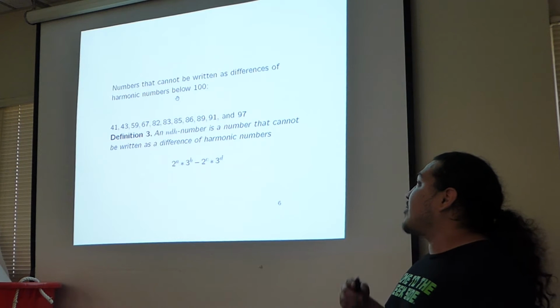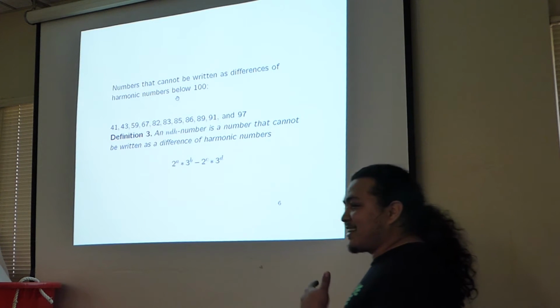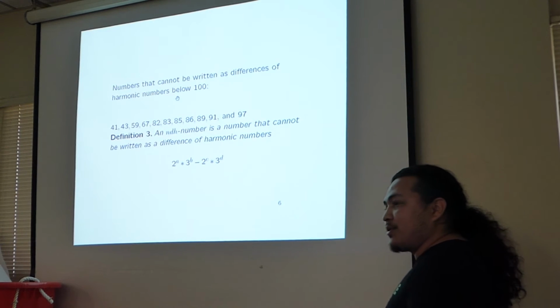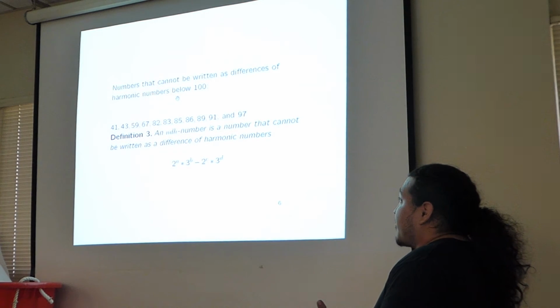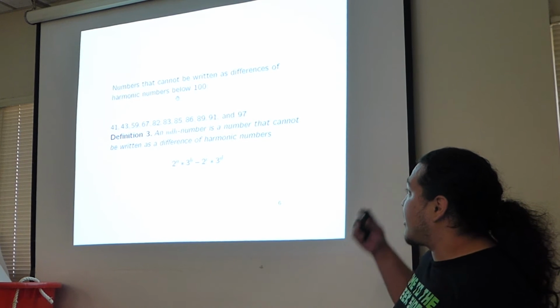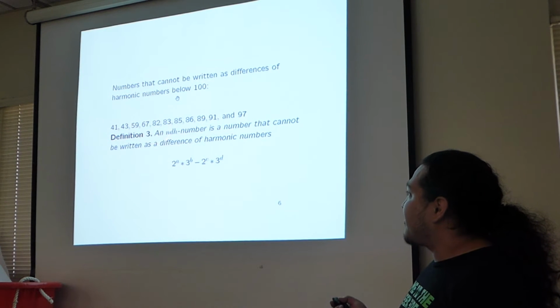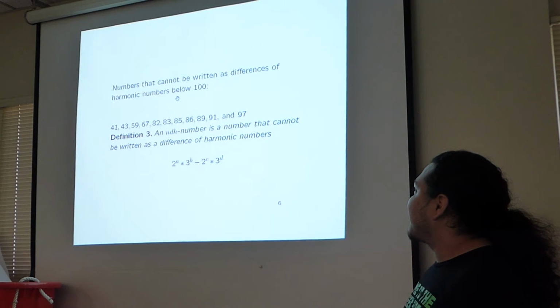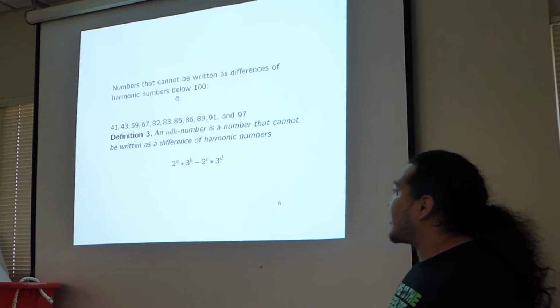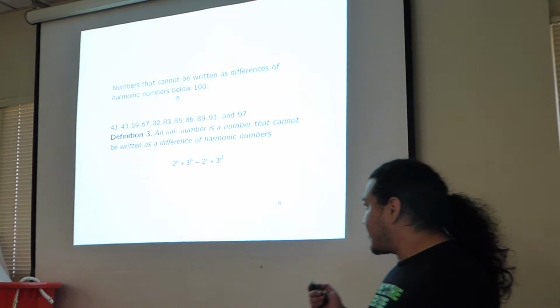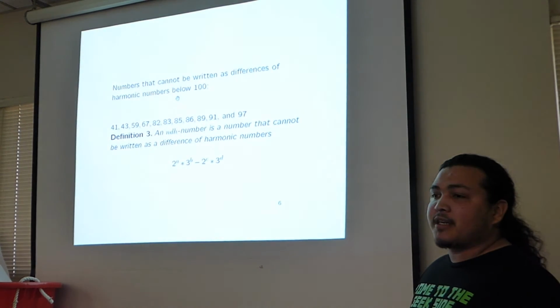And then we naturally looked at the differences between these numbers. We knew that we could write 1, 2, 3, 4, 8, 9. So we looked at more numbers. And we found the numbers below 100, there's 11 of them, and these are 11, 41, 43, 59, and so on. And now we're going to define an NDH number, which is just the numbers that can't be written as a difference of harmonic numbers.